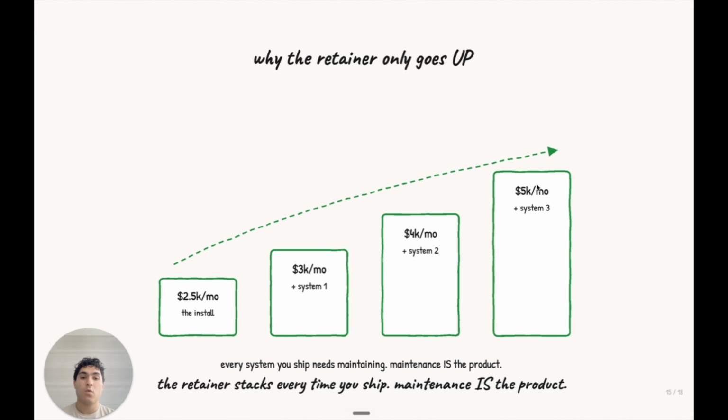Now, this is why the retainer only goes up with the agency OS model. Each system you ship needs maintaining, and maintaining is the product. So the retainer stacks every time you ship because maintenance is the actual product. So you install it for 2.5K a month, you add another system, you get to 3K a month, you add another system, you get to 4K a month, and you add another system, you actually get to 5K a month on this model. So you don't necessarily need to start at 5K up front right away. You start at 2.5K. Every time you make something and ship something, the price goes up.